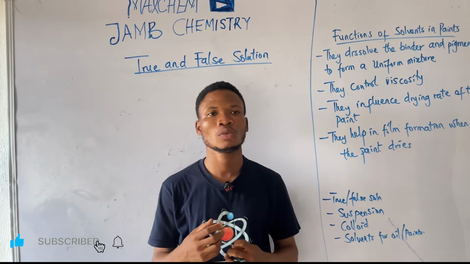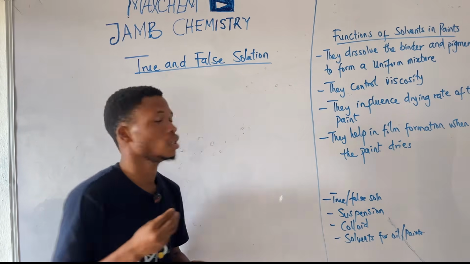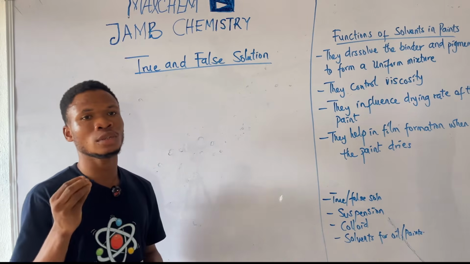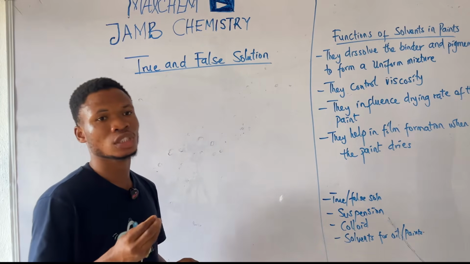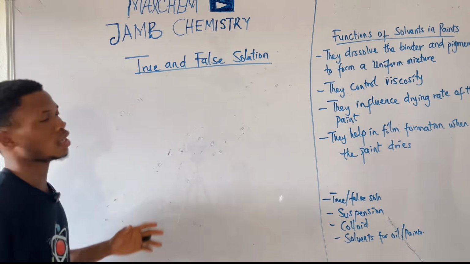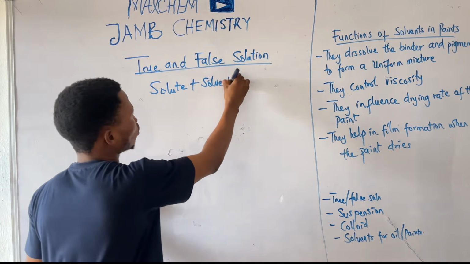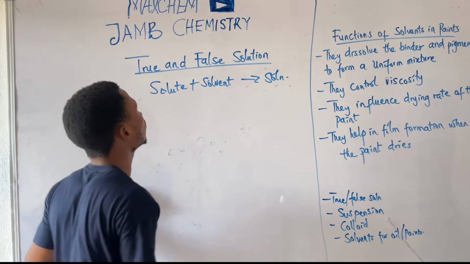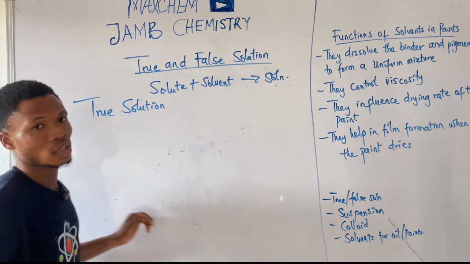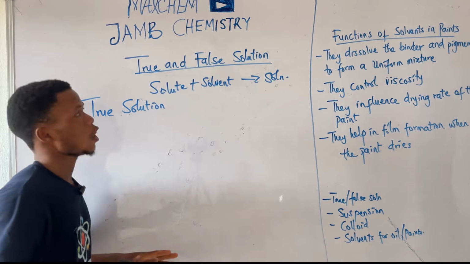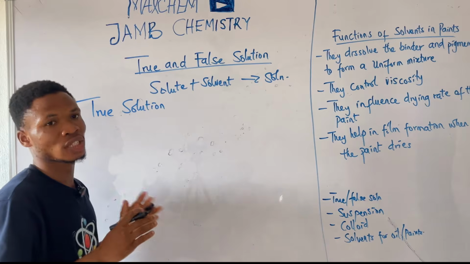So in this video, we want to discuss true and false solution. A true solution is a homogeneous mixture of solutes in solvents. As we all know, solutes plus solvents will give us a solution. So a true solution is a homogeneous mixture whereby our solute is completely dissolved in the solvent without any traces.